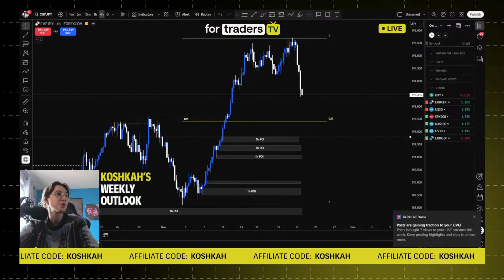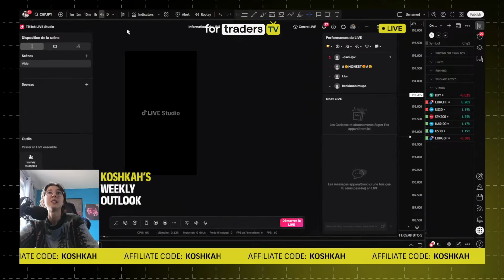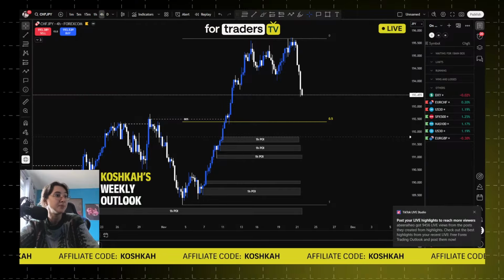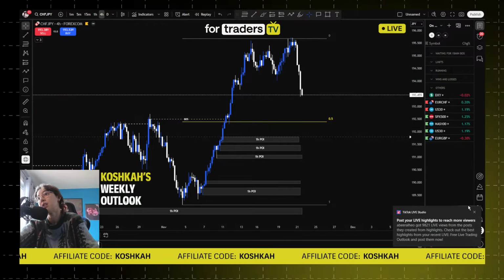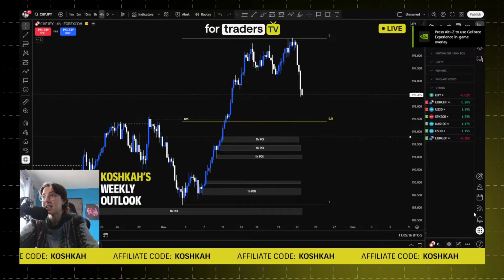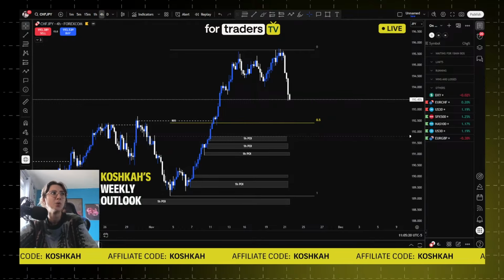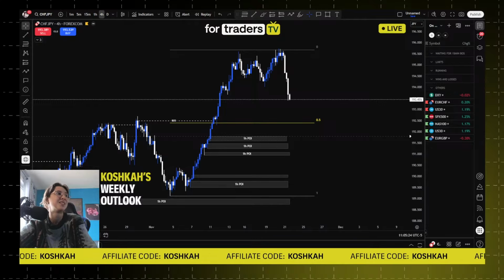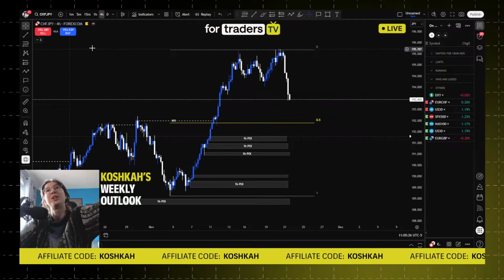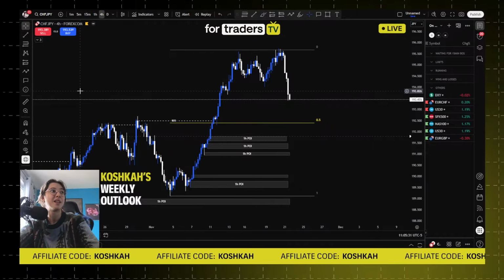In the previous week, we got really nice trades. We had all the indices right here, so it's pretty nice. Everything is loading on my computer today, I don't know why, but it is what it is. On the previous week we got a lot of nice trades.